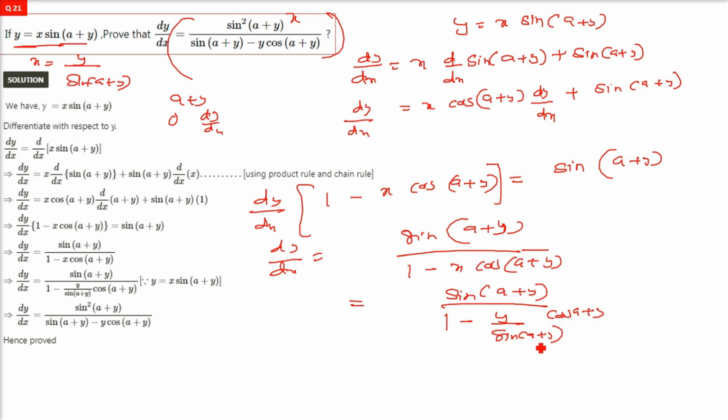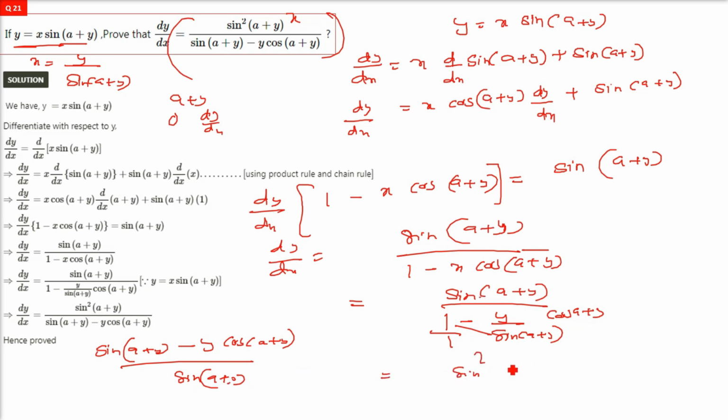cos(a+y). Now you will see cos and sine, and you will try to write cot. No. So let us solve the denominator first. So it will be sine(a+y), I am taking the LCM: sine(a+y) minus y into cos(a+y) divided by sine(a+y). Now this sine(a+y) will go up. So it will be sine square(a+y), and the denominator will be sine(a+y) minus y cos(a+y). And this is the answer.